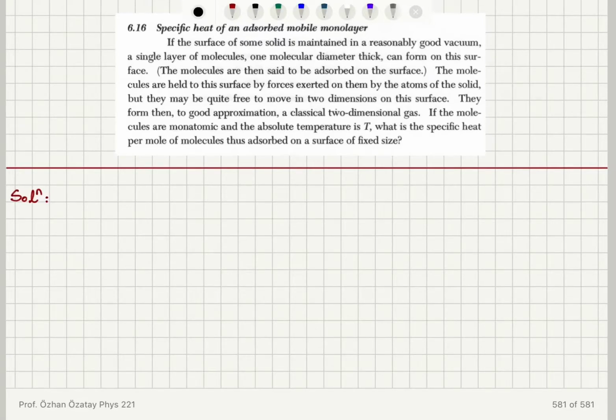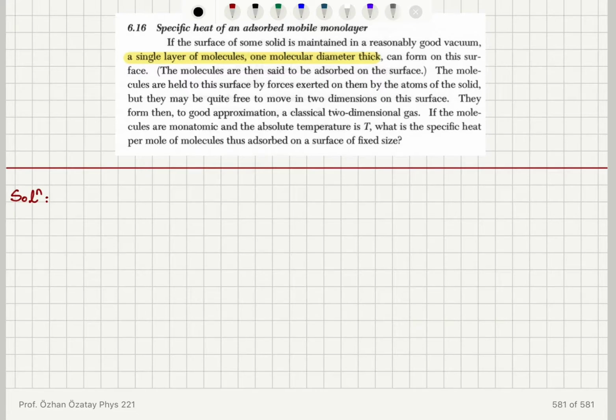Specific heat of an adsorbed mobile monolayer. If the surface of some solid is maintained in a reasonably good vacuum, a single layer of molecules, 1 molecular diameter thick, can form on the surface. The molecules are then said to be adsorbed on the surface.